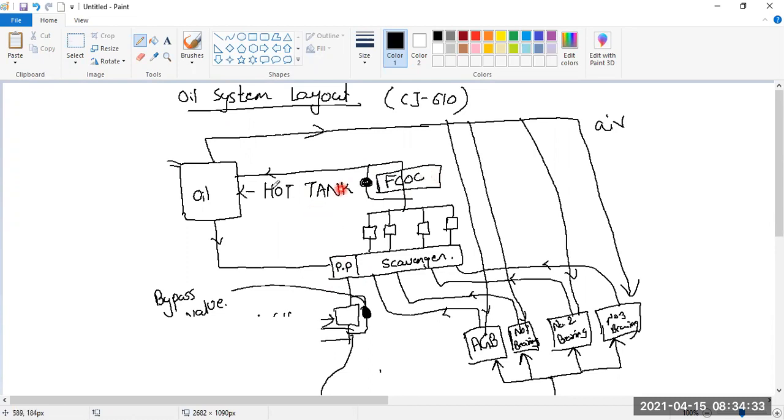Understood? When I do this, this will become a cold oil tank, because now the oil which is coming after the lubrication, which is the hot oil, is being cooled down and then passed into the oil tank. That's the only variation we'll do.